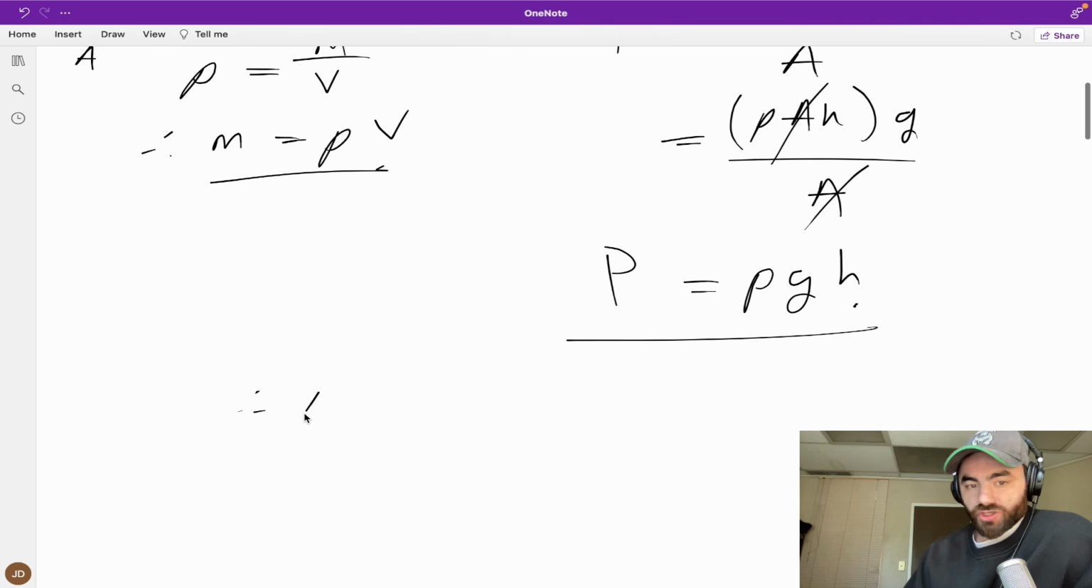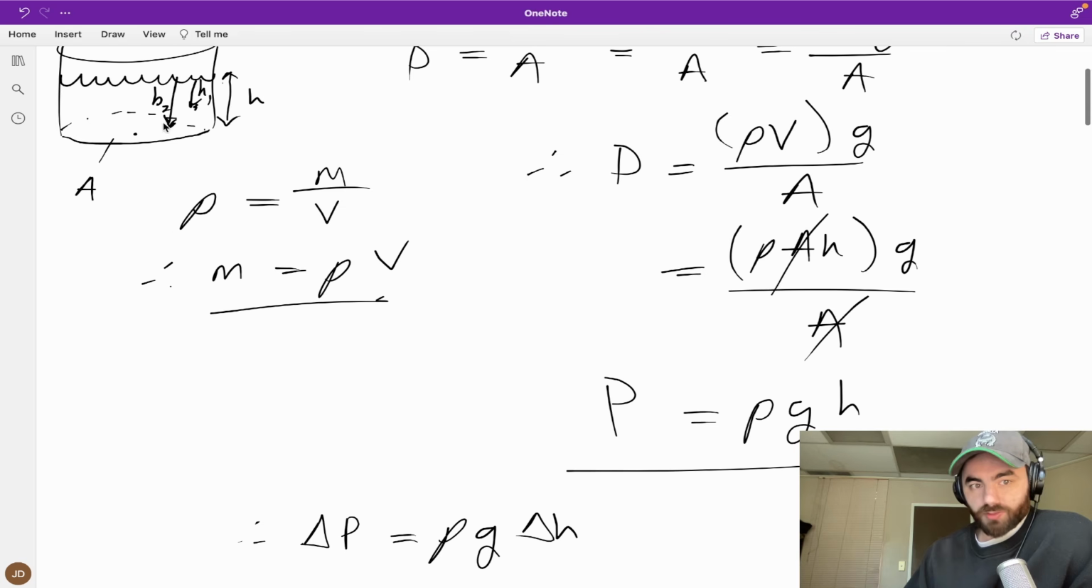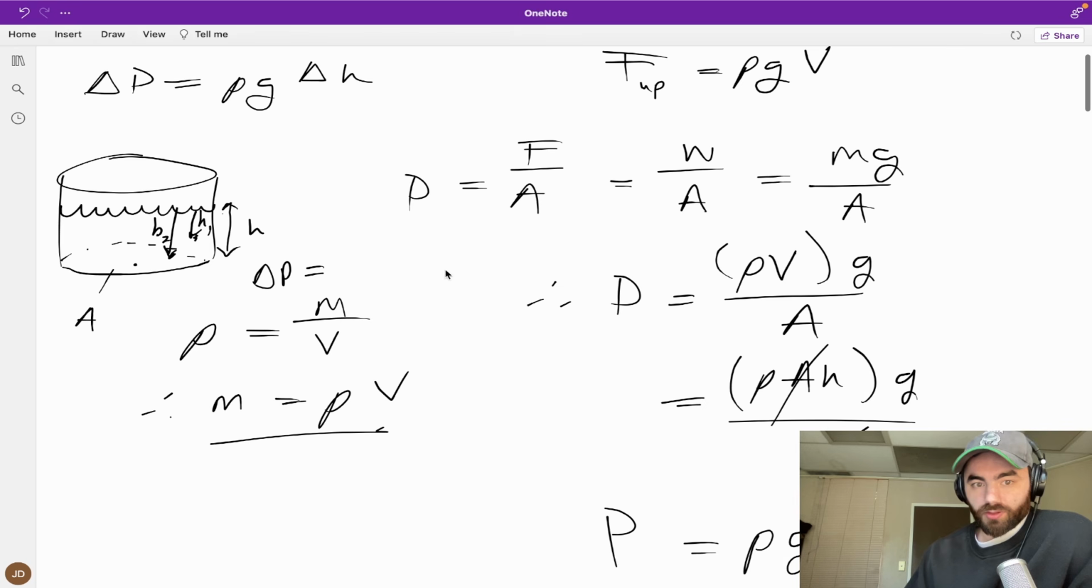And so therefore the change in P, the change in pressure between two points, which is very useful because it helps us find the upthrust, is rho g change in h. So the difference between two points. If you took one point here at h1 and one point here at h2, the difference between these two points would just be: the change in P equals rho g (h2 minus h1).